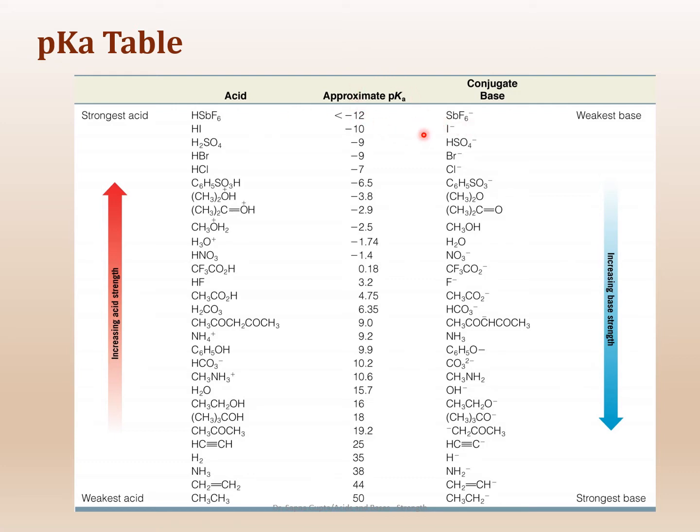These are pKa values, and as you can see, these pKa values are not in exponent form anymore because you've taken the logarithm of the Ka. So pKa values go from negative to positive. The more negative the number, the stronger the acid. That's how it goes. So the lower numbers are stronger acids, the higher numbers are weaker acids.